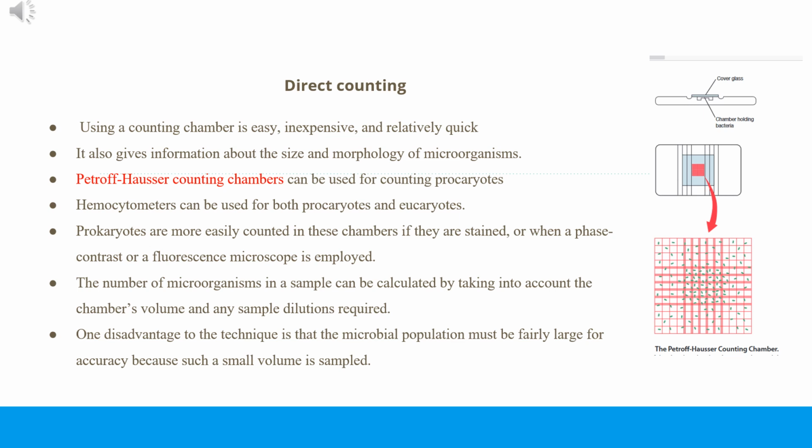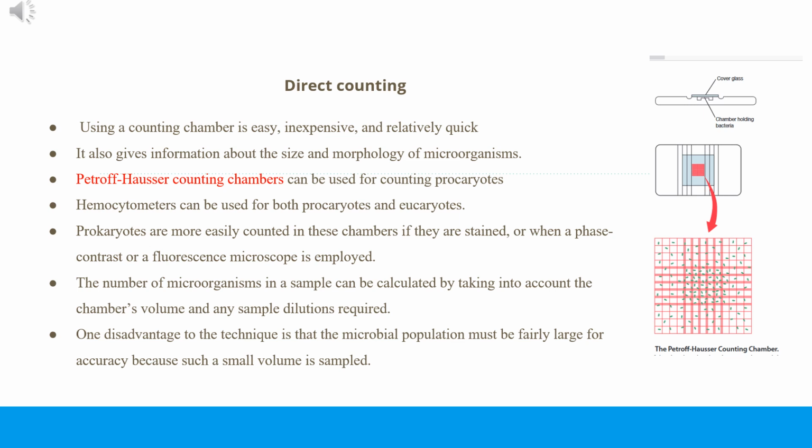Petroff-Hausser counting chambers can be used for counting the prokaryotes. Hemocytometers can be used for both prokaryotes and eukaryotes. We can see here the Petroff-Hausser counting chamber. This is the picture showing the Petroff-Hausser counting chamber.